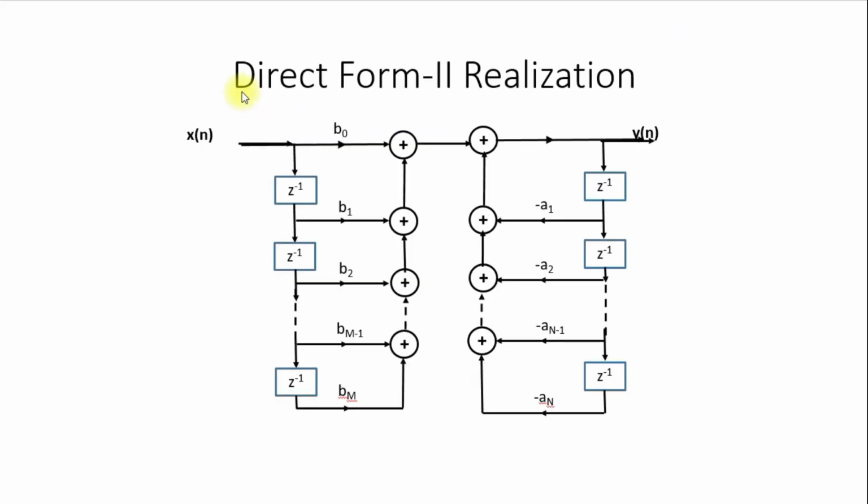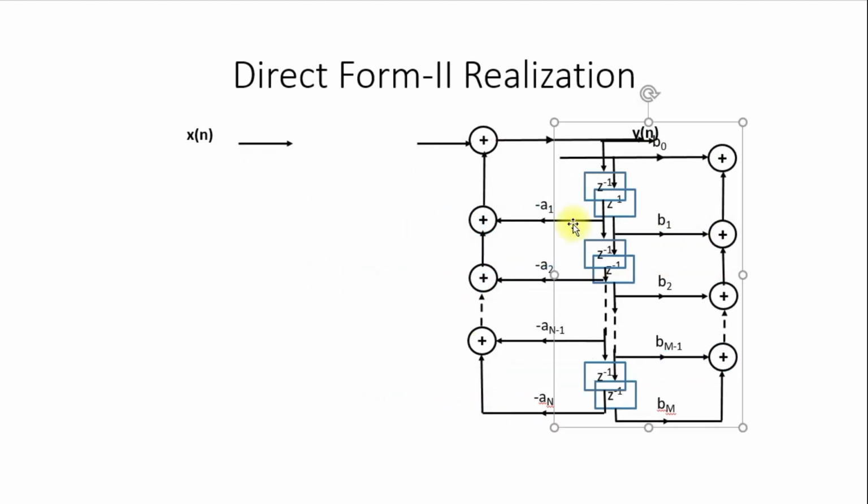Next, let us discuss direct form 2 realization. From direct form 1, we can easily obtain the direct form 2 structure. Since the system is linear, the interchange of the input structure and the output structure will not affect the overall performance. So by keeping x of n and y of n as they are, let us swap the input and the output structure.